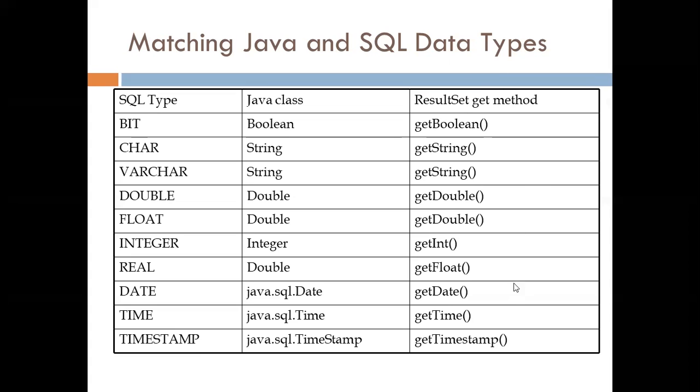So these are the result set get methods, which we will shortly be using in order to extract the data: getBoolean, getString, and so on. Depending on the attribute type of the database table, we have to use the required one. If it's a date data type, then we have to use getDate or getTime. Then automatically that particular attribute will be converted to date type.